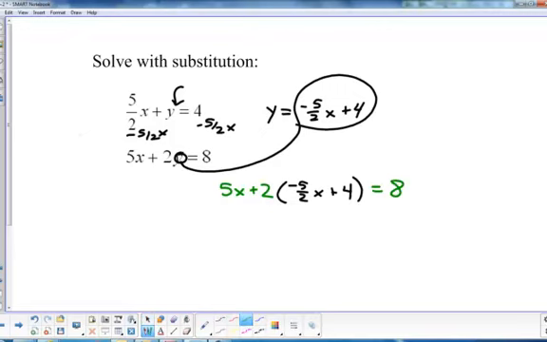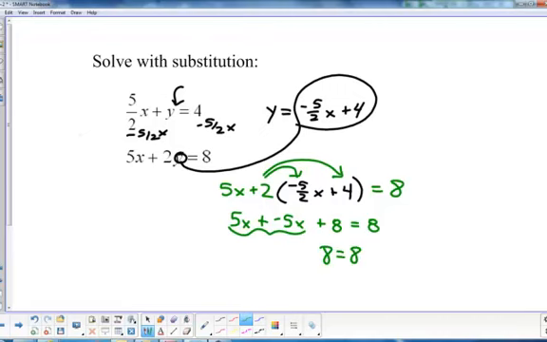Now before we do anything, we need to distribute to get rid of the parentheses. So 5x plus 2 times negative 5 halves is a negative 5x. And then 2 times 4 is 8. So this is ironic. These two numbers cancel. They're on the same side, so you do exactly what you do to solve this. So I have 8 equaling 8. 8 always equals 8. So since that is true, this is all solutions. That means I can pick any number and plug it in, and it'll work.